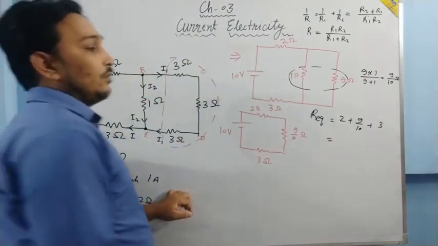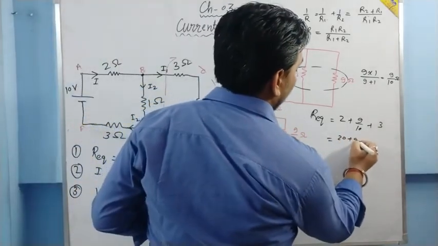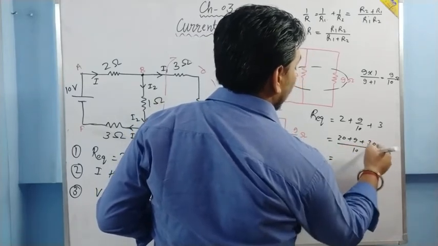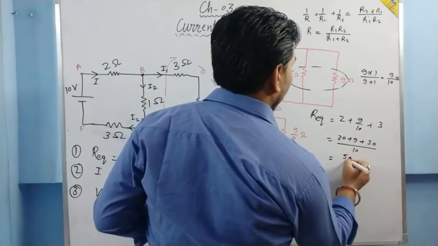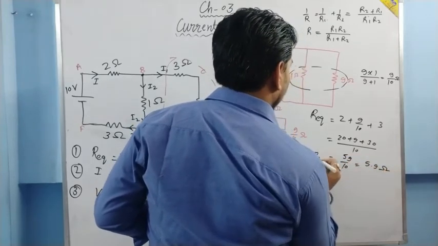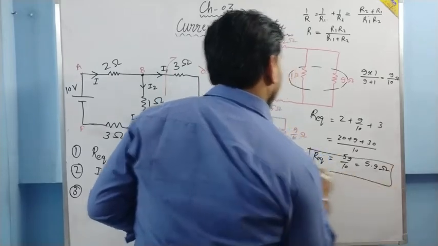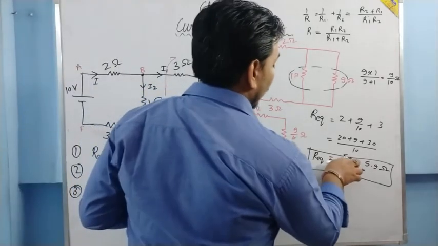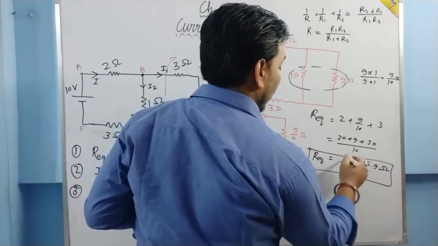If we take the LCM, it will become 20 plus 9 plus 30 upon 10. 20 plus 30 is 50, 59 upon 10. It will become 5.9 ohm. This is the value of R equivalent. Is that clear? It is 5.9 ohm. Okay?